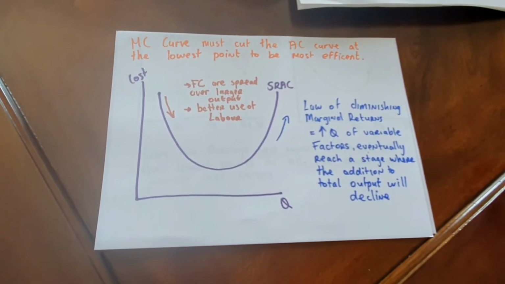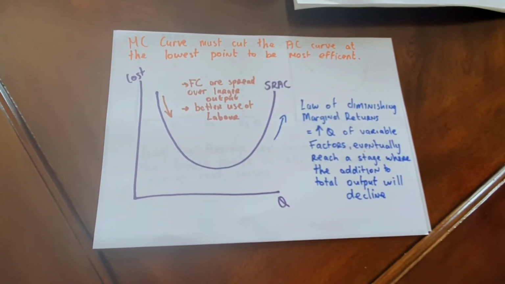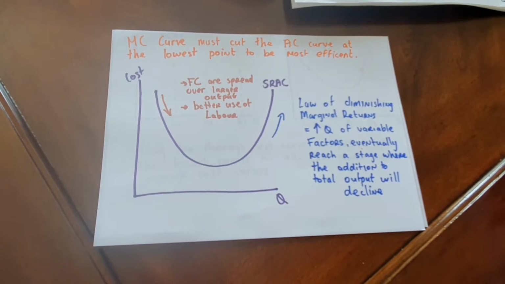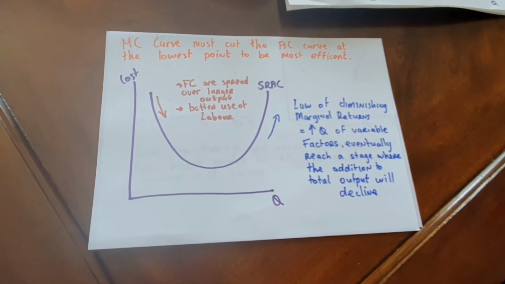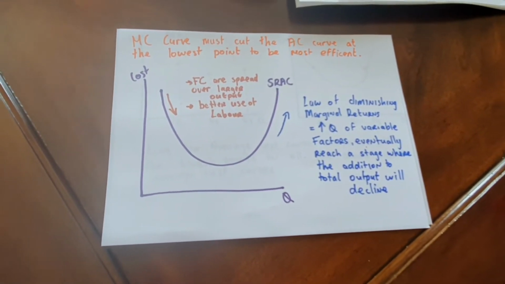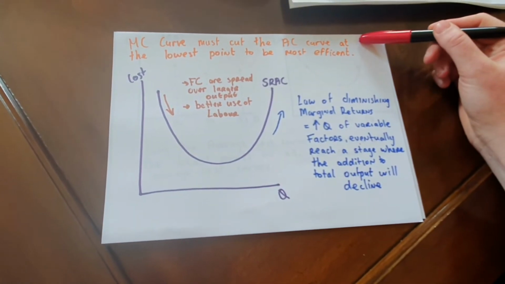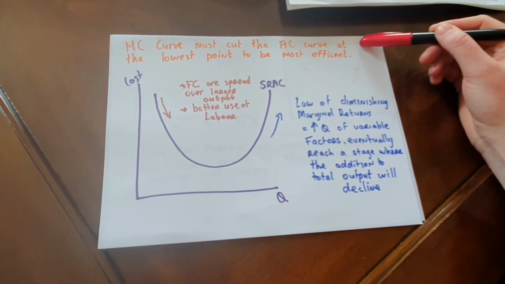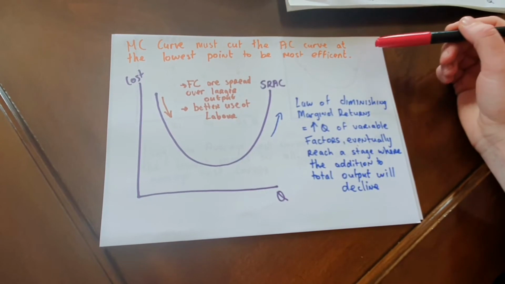This video is going to be looking at the marginal cost curve and the average cost curve and how we get them both in the long run and in the short run.